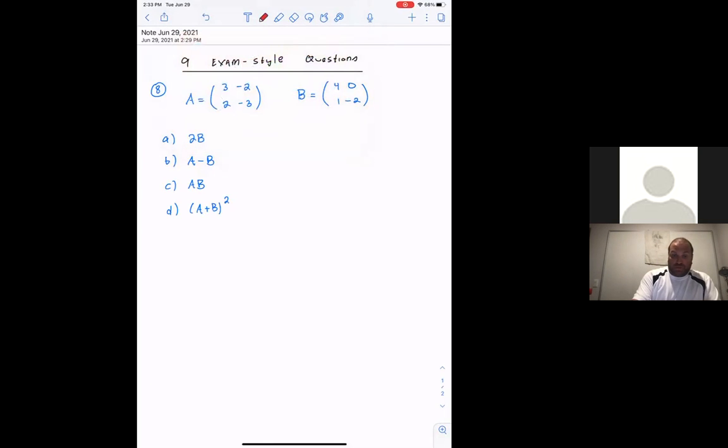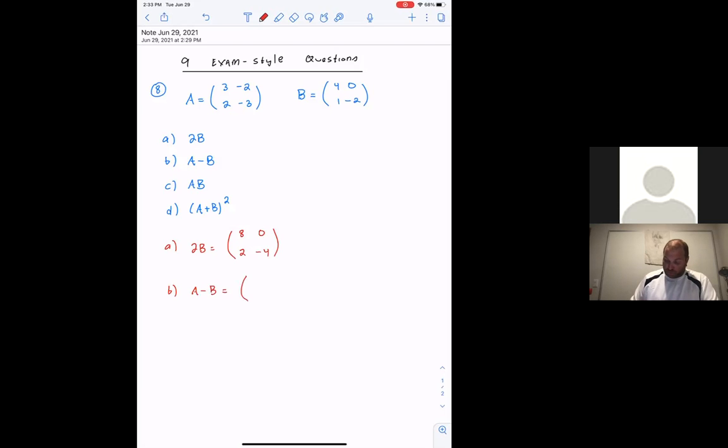So we should definitely pause and do these yourself, all 4 of them, A, B, C, D, and then compare your answer to mine. So here are the solutions. A, they want 2B, no problem. A scalar times a matrix. We just multiply each entry of that matrix by 2. Done.